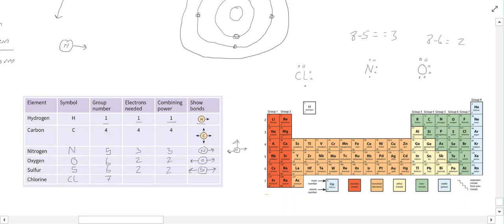7 electrons. It needs 8, so 8 minus 7 is equal to 1. So it needs 1 more electron to fill its outer shell. If it needs 1 more electron, then it has a combining power of 1. So chlorine, you'd write it like this. It just has a combining power of 1. Very similar combining power to hydrogen. So that's what we mean.